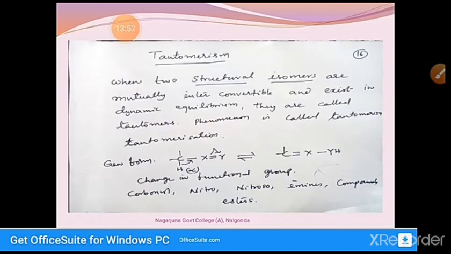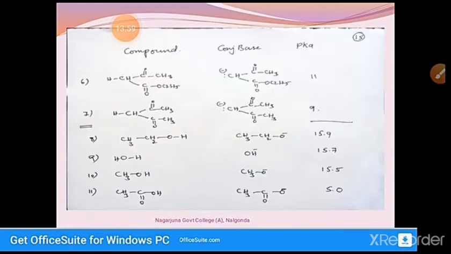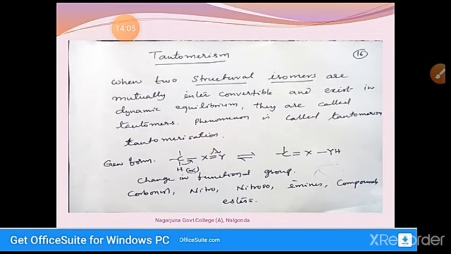Coming to the next topic in this chapter, which is tautomerism. What is tautomerism? How is it exhibited? What are tautomers? What is tautomerization? What are the necessary conditions for a compound to exhibit tautomerism? All these things we will learn one by one.